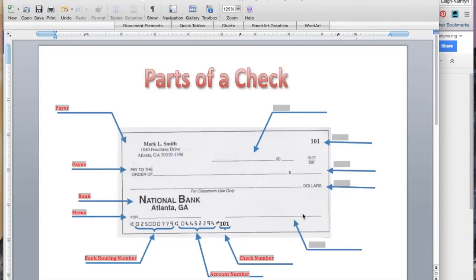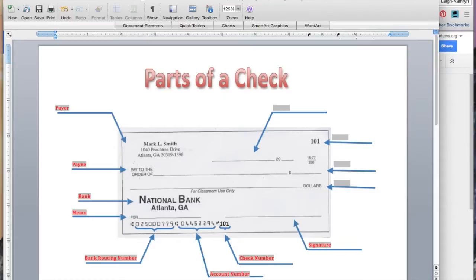All right. What do we put on this line? What do you think goes here? This is where the payer's signature goes. When Mark fills out the check, he's going to sign his name. Now, when I say sign his name, I mean it must be in cursive.